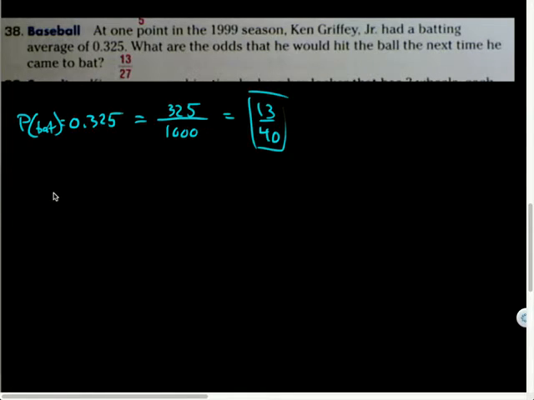So there's the probability. So the odds of getting a hit at bat, I don't know how to phrase that. I don't know how to use that in a sentence. That he would hit the ball the next time he came to bat. Well, it would be 13 out of 40 minus 13 is 27. So that's the odds. Yeah, it's not terribly difficult.